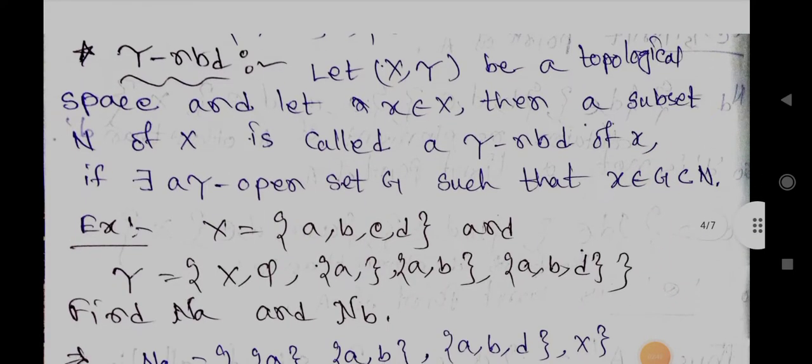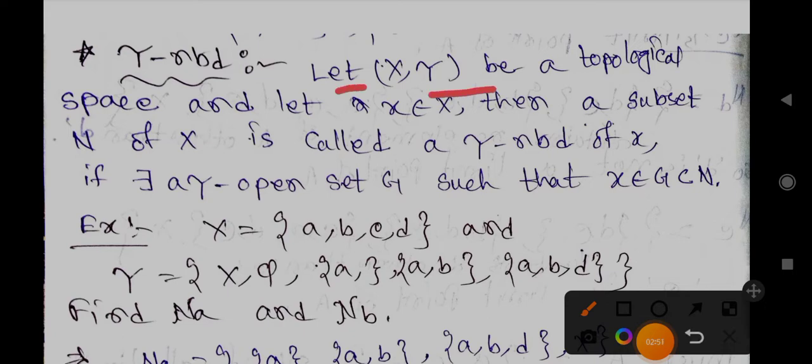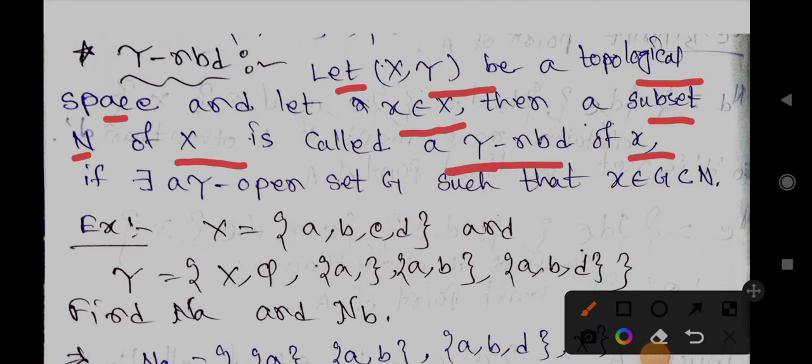Next, τ-neighborhood. Let (X, τ) be a topological space and let x belong to X. Then a subset N of X is called a τ-neighborhood of x if there exists a τ-open set G such that x belongs to G subset of N.